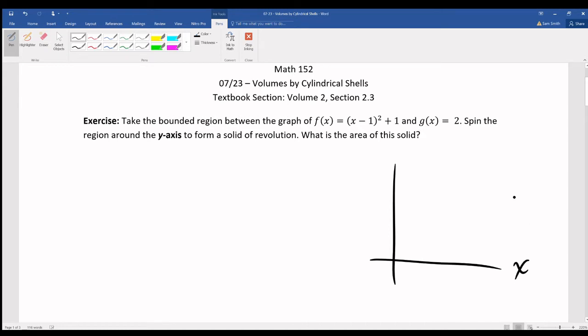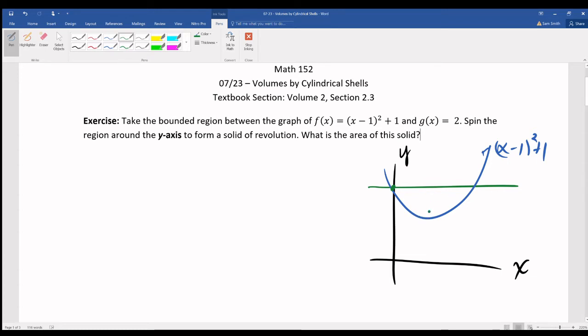And this is where it really becomes advantageous to have gone thoroughly through pre-calculus and learned how to graph all of these functions by hand quickly. Here is g of x equals 2, that constant function, and here is f of x equals (x minus 1) squared plus 1. Now, we're going to take this region and spin it around the y-axis, and that's the solid that we're going to form.